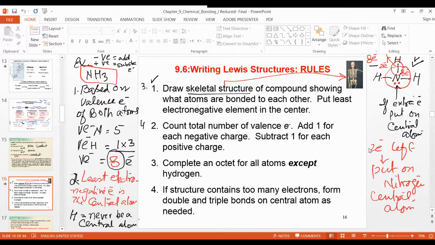You will draw the skeleton C, and then put 4 hydrogens around the C. Then you will make single bonds. It means you made 4 single bonds, right? 4 single bonds means 8 electrons, right? So 8 minus 8, you will get 0. So no electron will be put on the central atom because you will not have anything left. If you are getting any extra electron left after putting all this structure, that electron you put on the central atom.